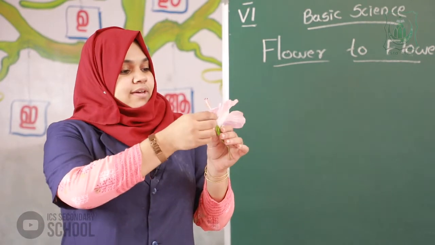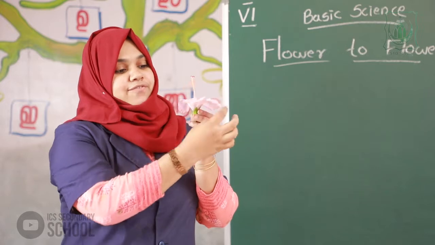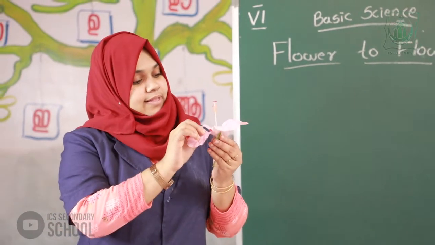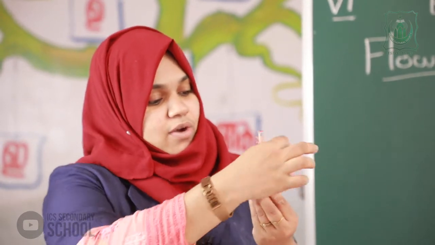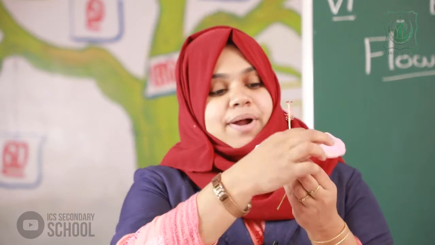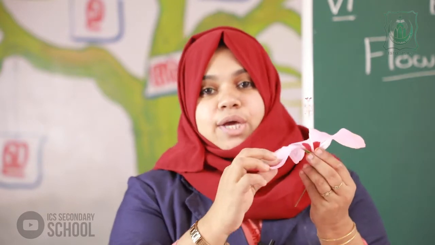What is the part of this? I take one here. There are 5 petals here. What are the petals known as? The petals are known as corolla. This is known as corolla.